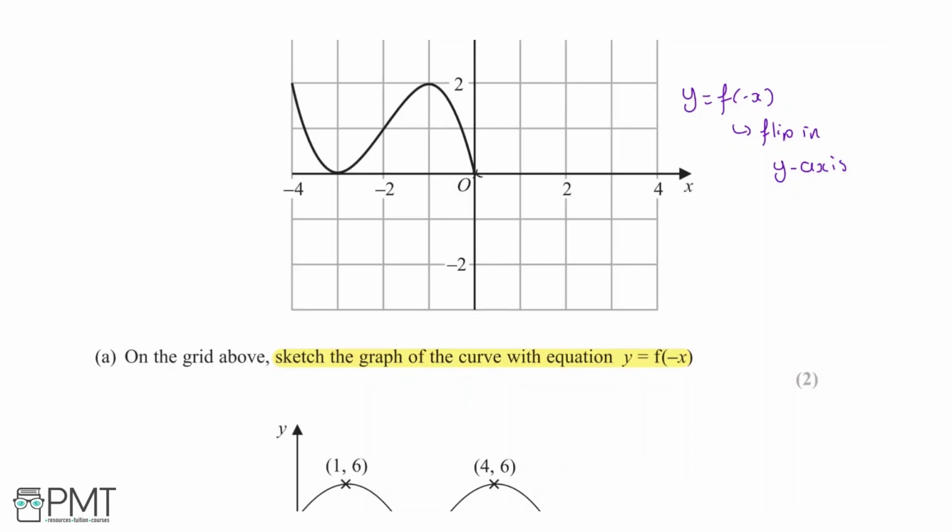So we have 0 here, obviously. We have 2, 1, 2, like that. We then have, this is minus 3, 0, so it's going to be 3, 0, and finally 4, 1. Okay, so let us join these up. There we go, like that. Okay, you get 2 marks for this part, and you get 2 marks for the correct diagram as such.